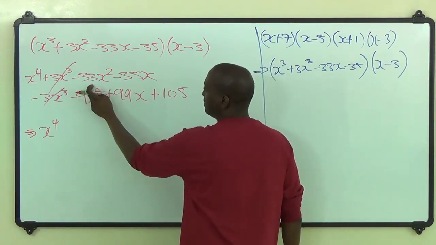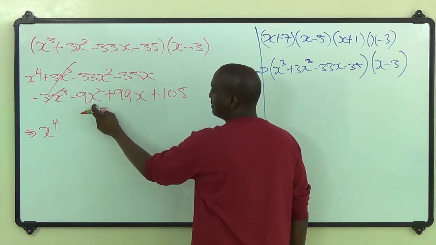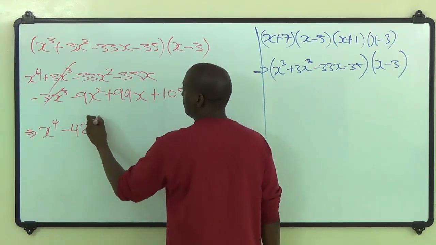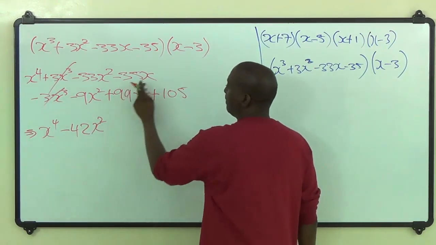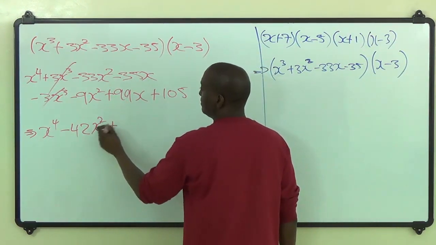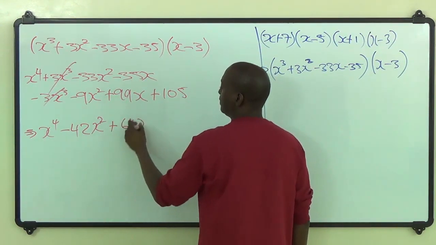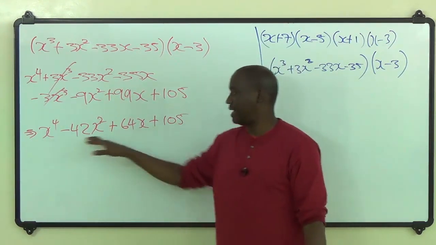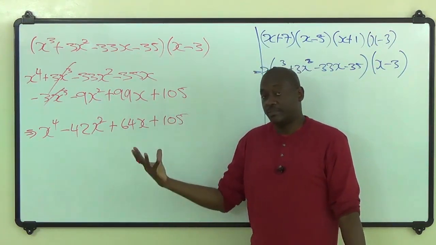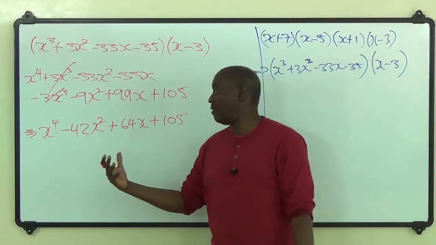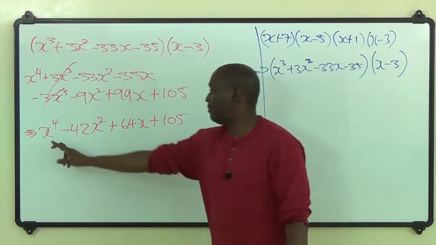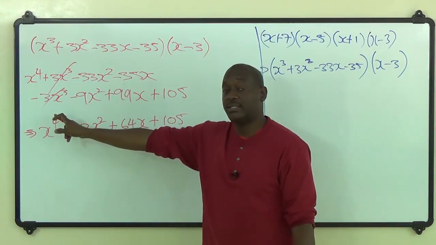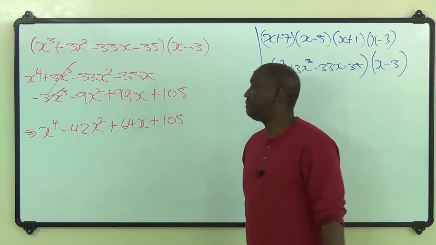Minus 33x squared minus 9x squared is minus 42x squared, alright? Minus 35x plus 99x is plus 64x. And then you have plus 105. So you see here an example of a quartic polynomial, a polynomial of degree 4, where instead of the 5 maximum terms, we have 1, 2, 3, 4 terms, meaning that the term in x cubed is zeroed out. And that's basically it.